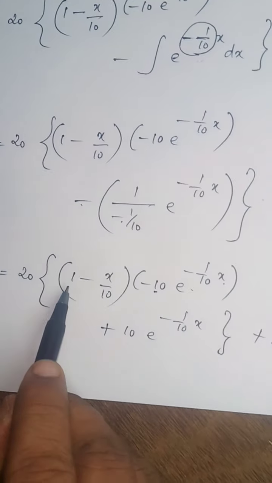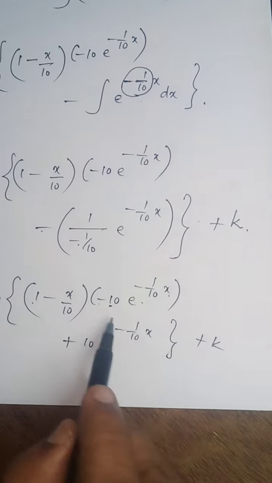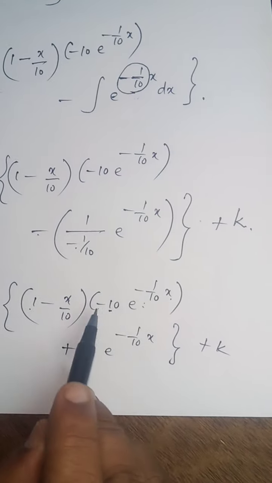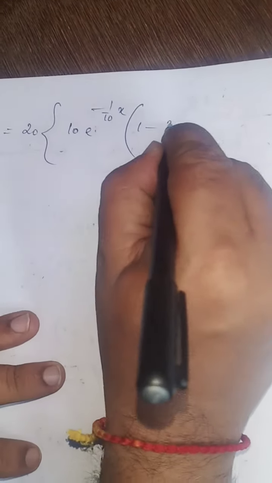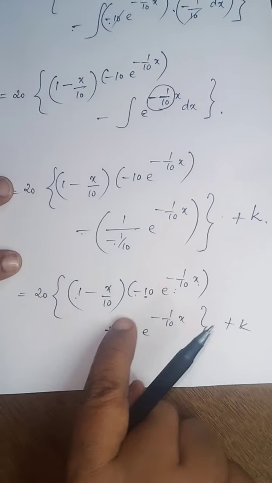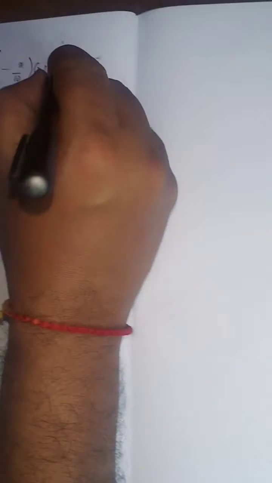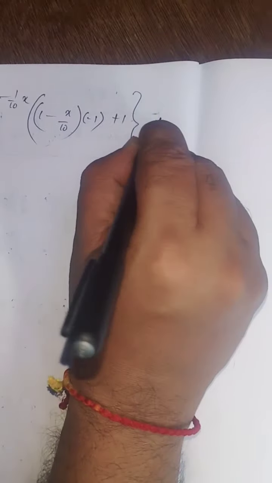So what will be here? (1 minus x by 10) into minus 1, since we have taken this one as common. Here 1, here minus or minus 1. So (1 minus x by 10) into minus 1, plus the entire expression I have already taken common. So what will be there? 1. So plus 1 plus k.